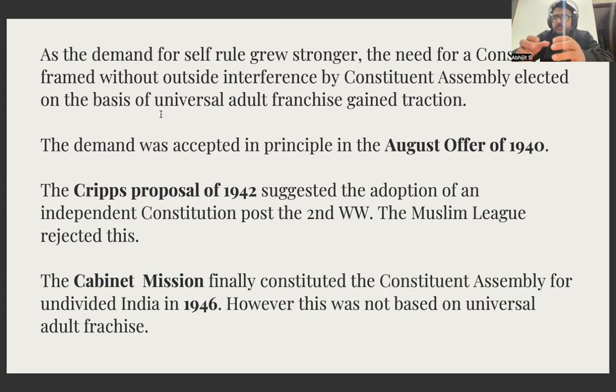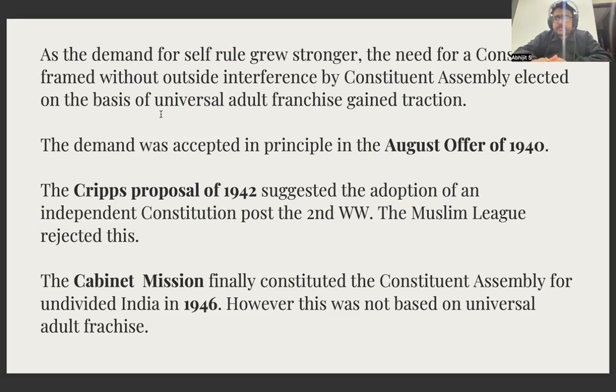Now, to look at a quick brief into the making of the Indian Constitution, as the demand for self-rule started to increase, especially after the Home Rule movement led by Annie Besant and Tilak, the need for a constituent assembly to be established to frame a constitution without any outside interference started to get a lot of traction, especially from freedom leaders of that time, for example, M.N. Roy and Jawaharlal Nehru.